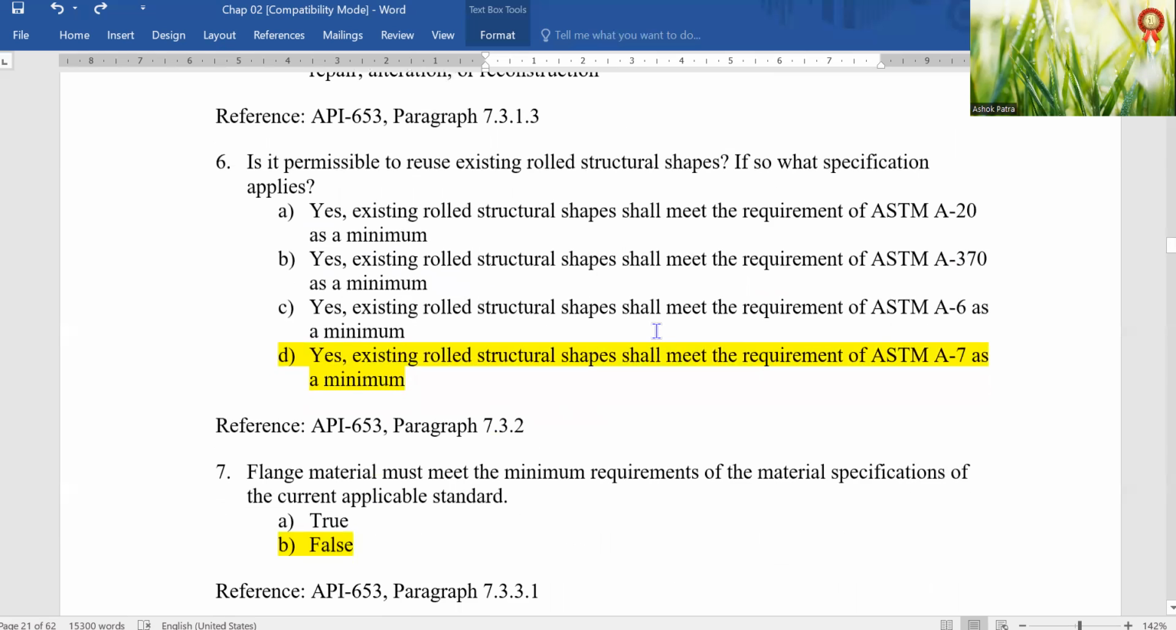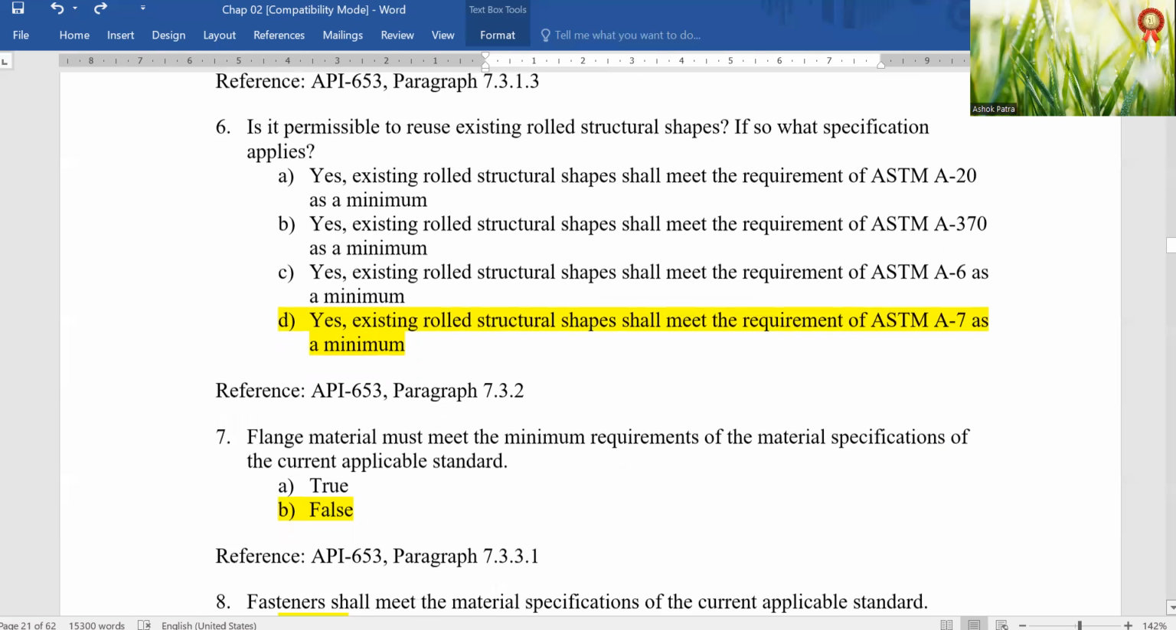It is permissible to reuse existing roof structural shapes. If so, what specification applies? Yes, existing roof structural shapes shall meet the requirement of ASTM A7 as a minimum. Flange material must meet the minimum requirement of material specification of the current applicable standard. False. Not current, it should be the old, as per the construction code.